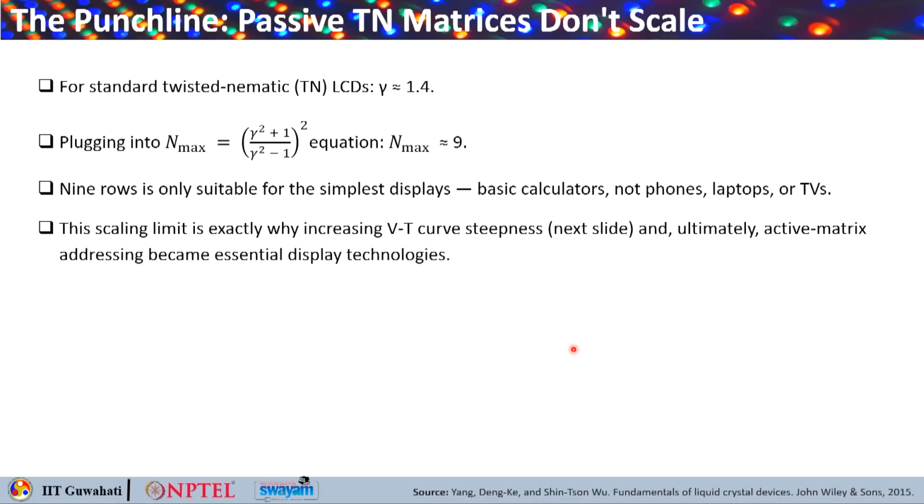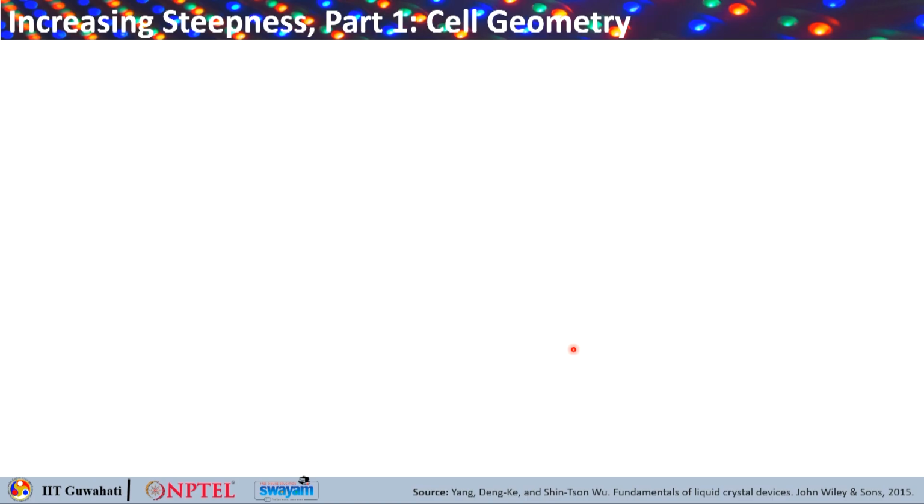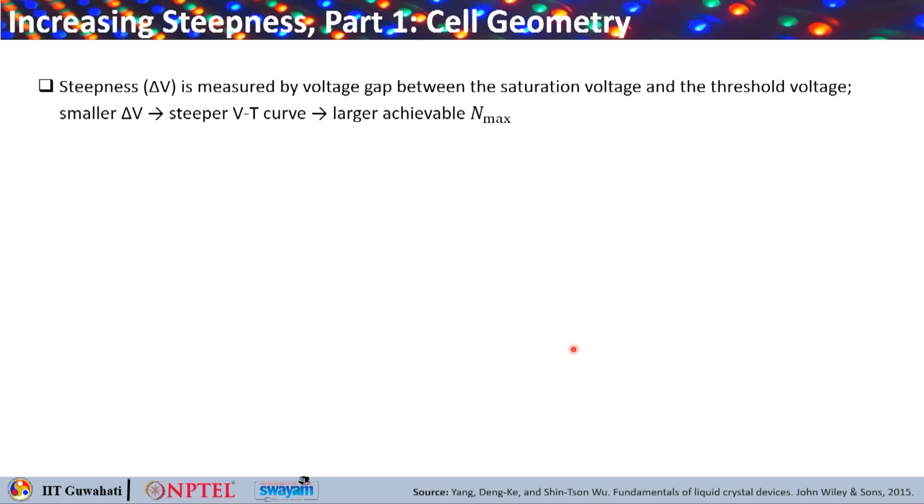Now this scaling limit is exactly why increasing the VT curve stiffness, that we will see in the next slide, and ultimately the active matrix addressing will become essential for the display technologies. So let us take the first thing, the stiffness increase. Okay, so the stiffness, or delta V, is basically measured by the voltage gap between the saturation voltage and the threshold voltage. So the smaller your delta V, the steeper will be the VT curve. Okay, and that will give you larger achievable n max.